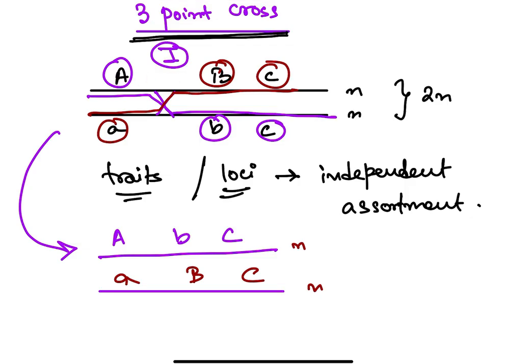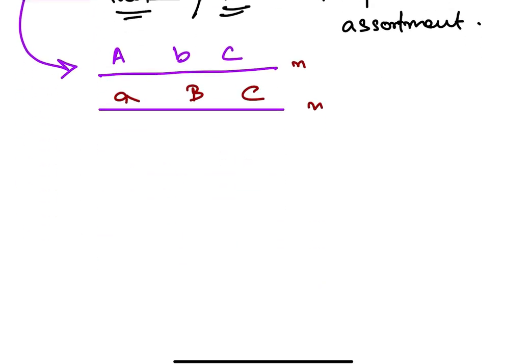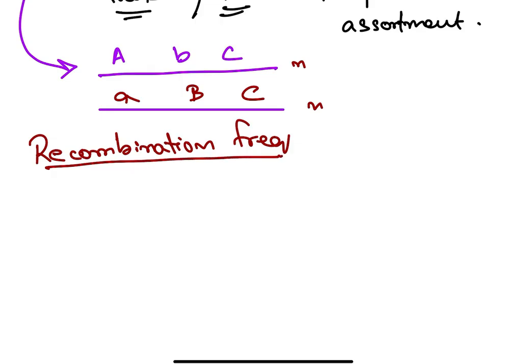So the idea was that if the distance between these two genes is more, then the recombinant frequency will be more. So now I'm coming to another concept called recombination frequency. So what is recombination frequency? And this is very important. If you understand this, then the entire concept will become very easy.